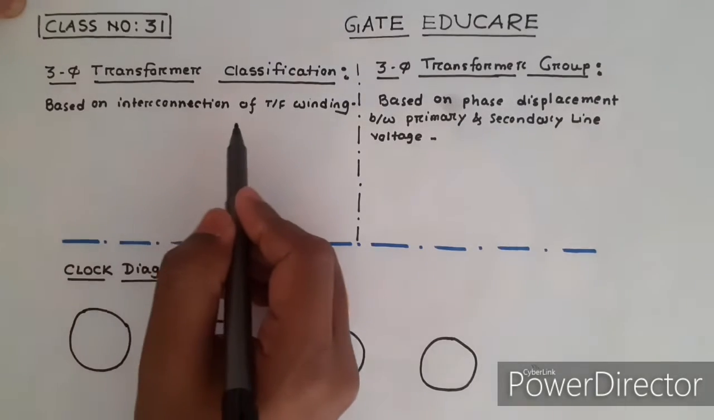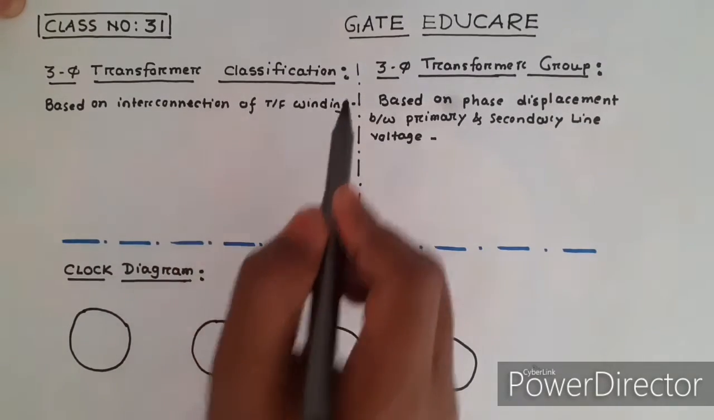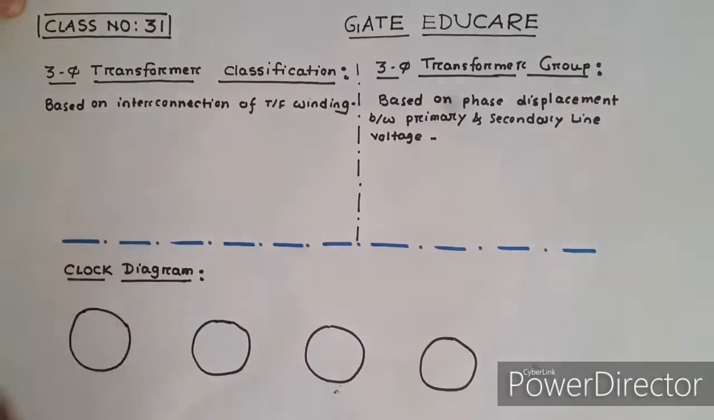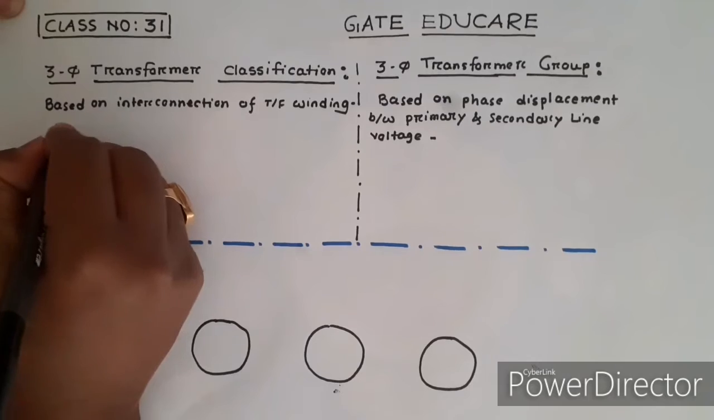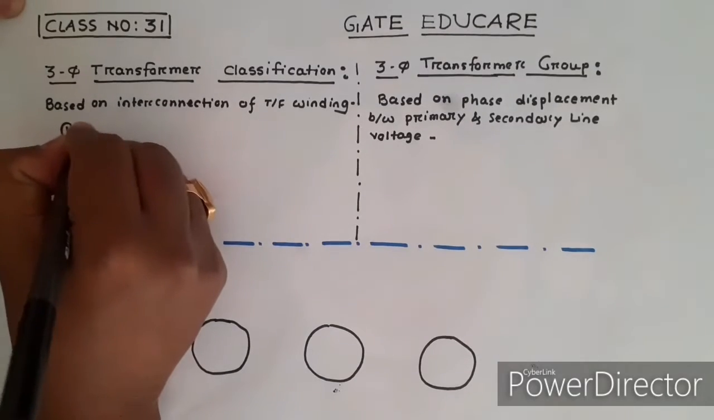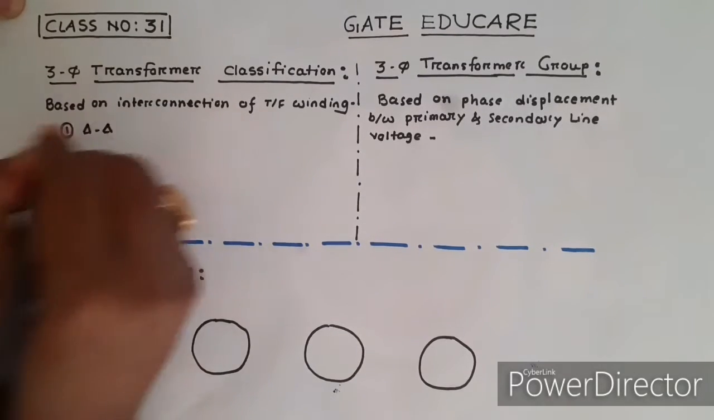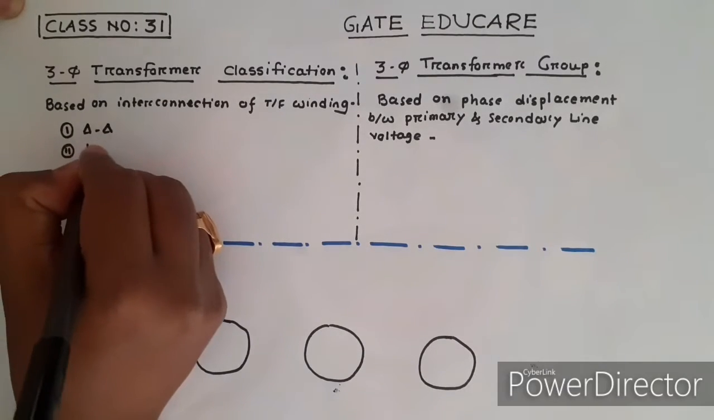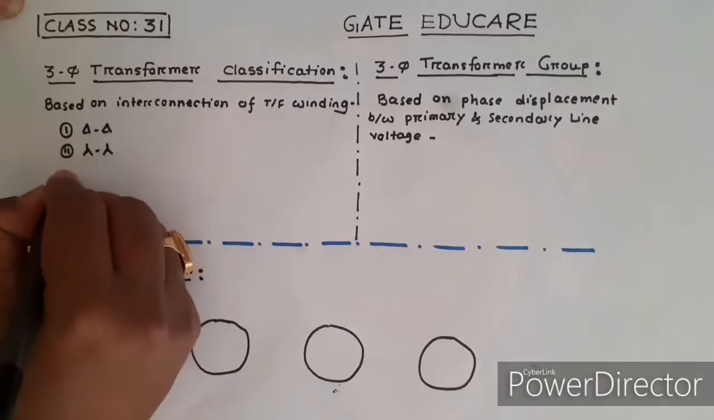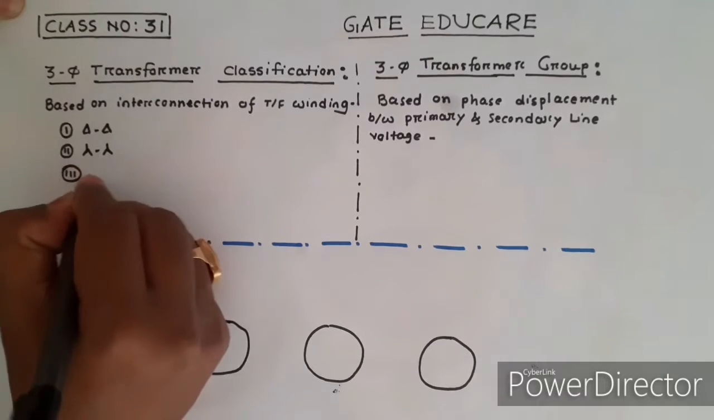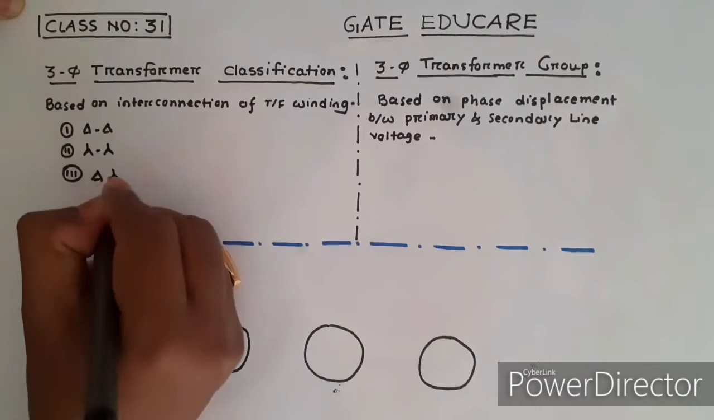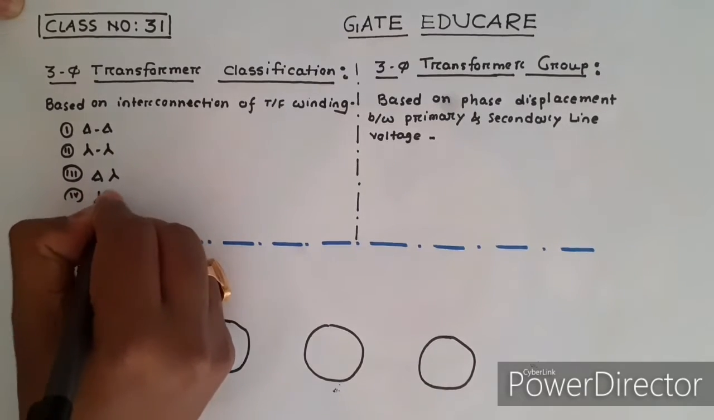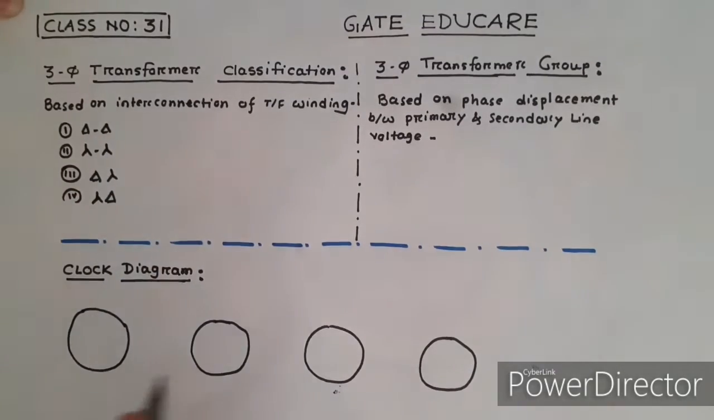Based on the interconnection between the transformer winding, the three-phase transformer can be classified into four groups. Number 1, delta transformer. Number 2, star transformer. Number 3, delta star transformer, and number 4, star delta transformer.